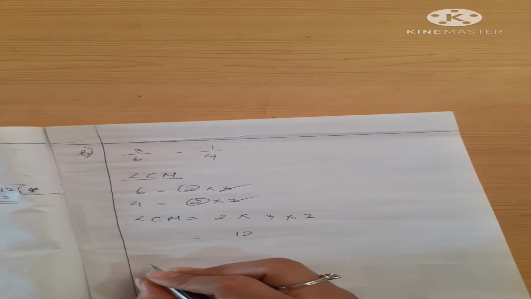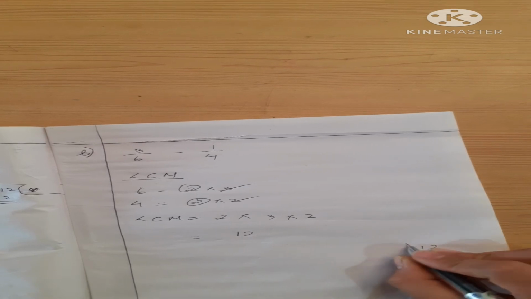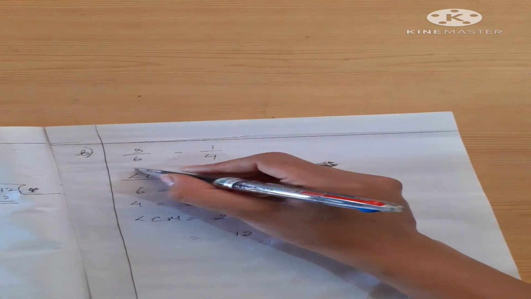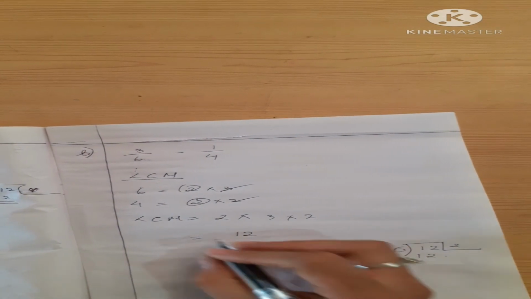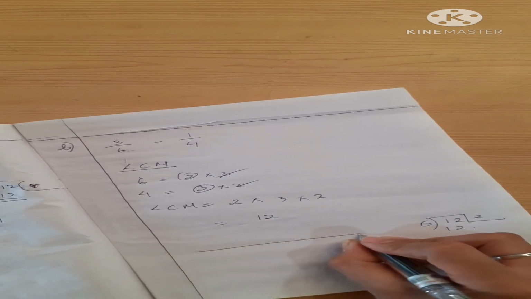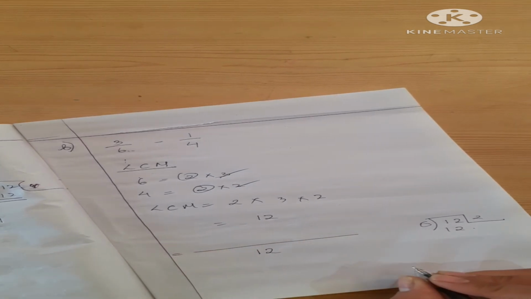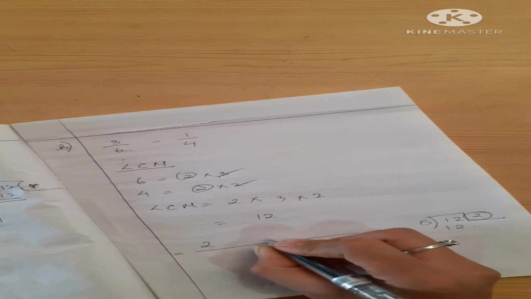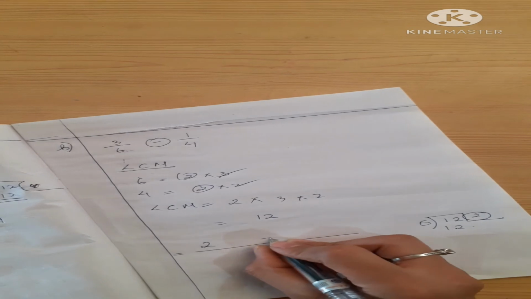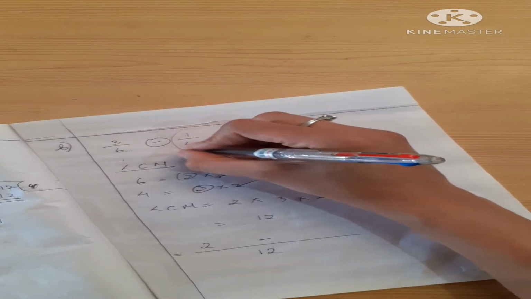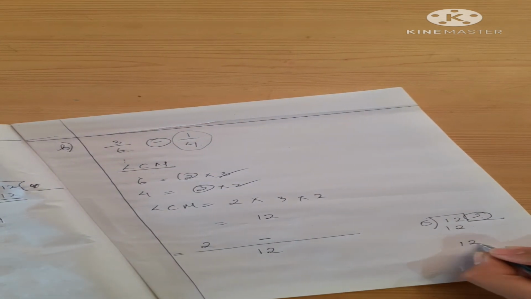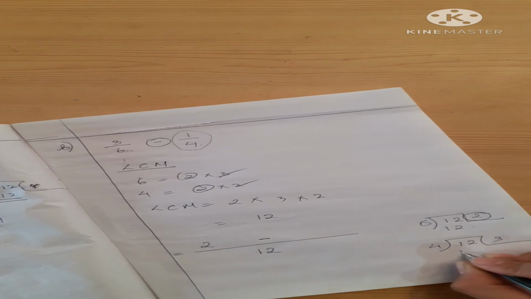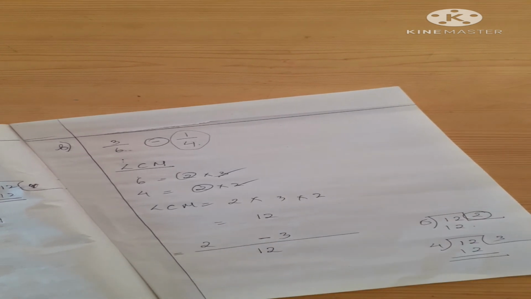The LCM is 12, and we divide it by the denominator. 12 divided by 6 is 2. On the other side, the denominator is 4, and 12 divided by 4 is 3. So the quotient is 3. What is the next step? Multiply the quotient with the numerator.